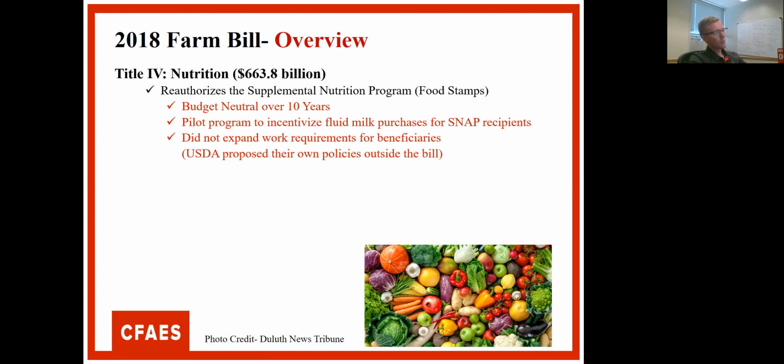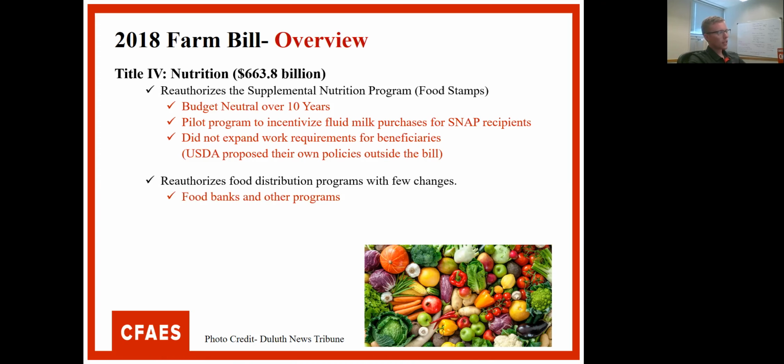But probably the biggest thing that happened in the nutrition title is it did not expand work requirements. That was something the House Republicans had worked into the bill on the House side, and it was a non-starter on the Senate side. And, not saying it's right or wrong, I'm just saying it didn't make it into the bill, and was probably the biggest change that didn't happen.